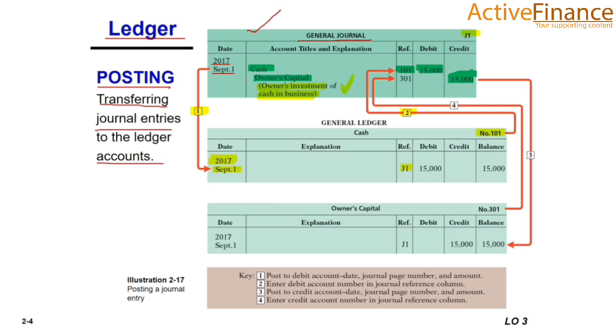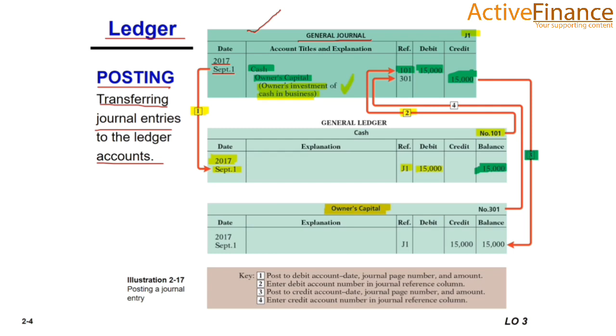If the cash increases, it is recorded on the debit side. That's why we will mention here 15,000. So at the end the balance will be 15,000 because there is no credit amount in cash yet. In the third step, we will open the second account, which is owner's capital.